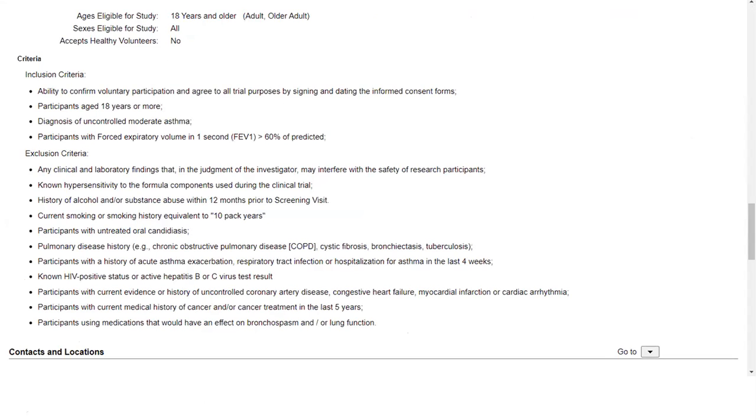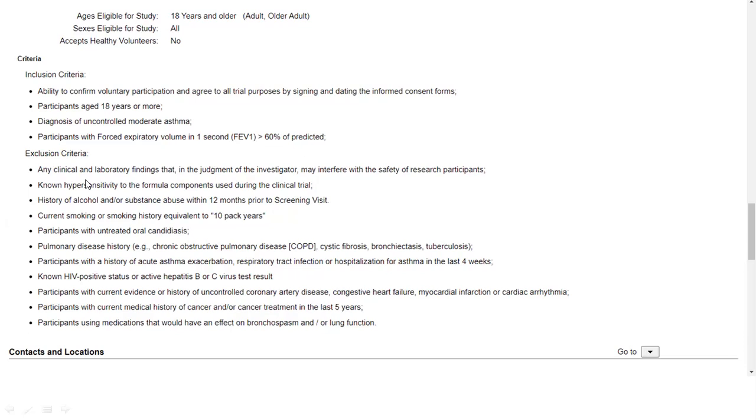So inclusion criteria is first of all the ability to confirm voluntary participation and agree to all trial purposes by signing and dating the informed consent form. Participants more than 18 years of age, diagnosed with uncontrolled moderate asthma, and with a forced expiratory volume in first 1 second of more than 60% of the predicted value.